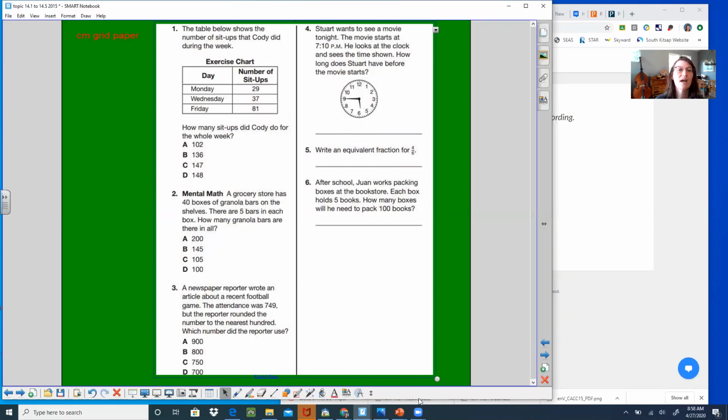Number 2, mental math. A grocery store has 40 boxes of granola bars on the shelves. So there's 40 boxes total, stacked up nice on the shelves. There are 5 bars in each box. So each of those boxes has 5. So if you only had 2 boxes, 5 plus 5 is 10. If you had 4 boxes, you'd have 5, 10, 15, 20. If you had 4 boxes, you'd have 20 bars. You don't have 4 boxes, you have 40.